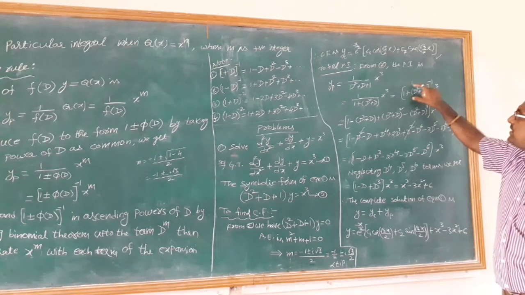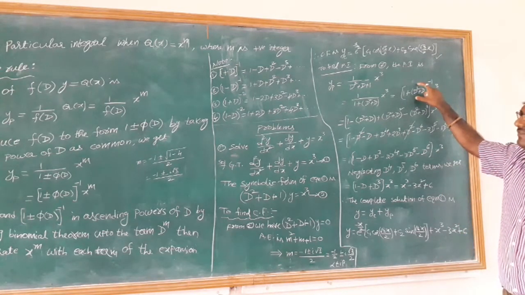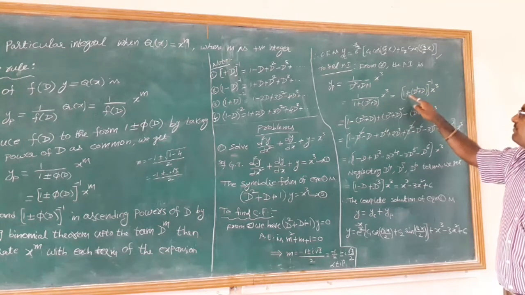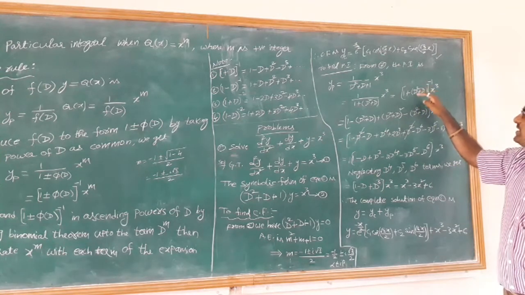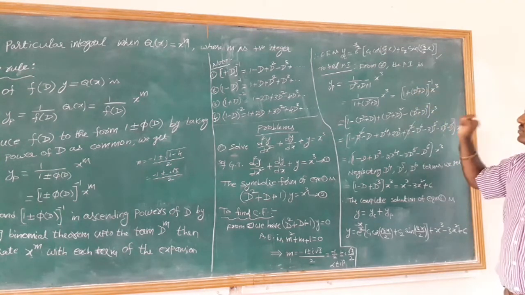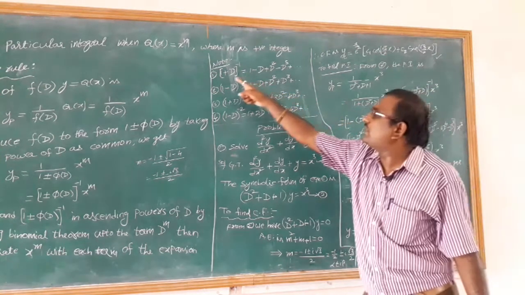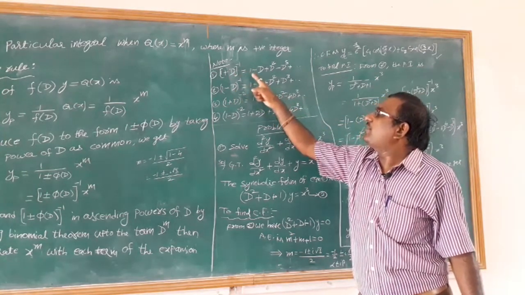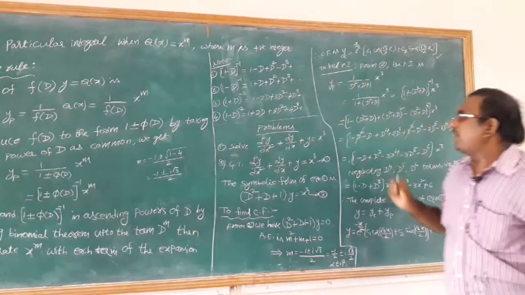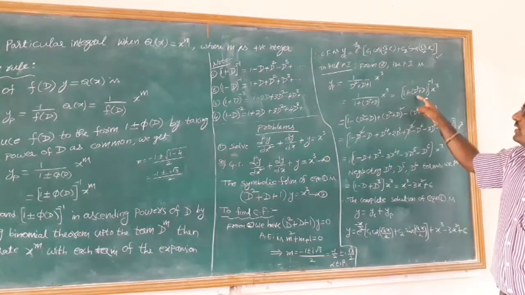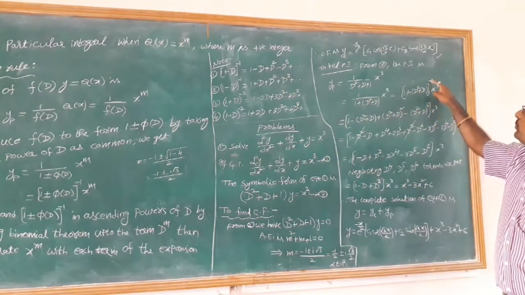Now we have to expand this using the binomial theorem formula. This is in the form of 1 plus d whole power minus 1. In the place of d, d square plus d is there. So what is the formula? 1 plus d whole power minus 1 formula is 1 minus d plus d square minus d cube plus and so on. Right? So we have to expand this using 1 plus d whole power minus 1.